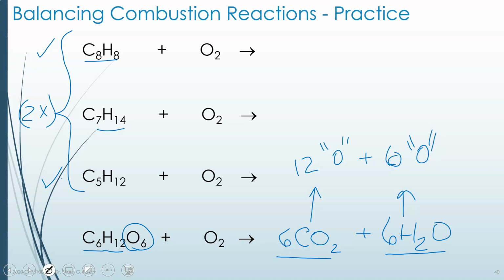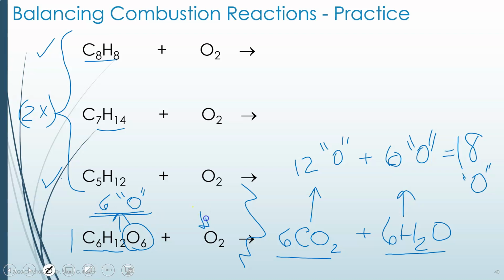That's 18 atoms. Now, if we look at the other side of the equation, I'm putting a squiggly line between the two sides, we've already set this as 1. So we know the starting material has 6 atoms of oxygen in it. And the final result will have 18 atoms of oxygen in it. Well, if we've already got 6 of our 18, we know that the O2 must provide the other 12 oxygen atoms. And if we only need 12 oxygen atoms from the O2, that means we need 6 O2s to do that.